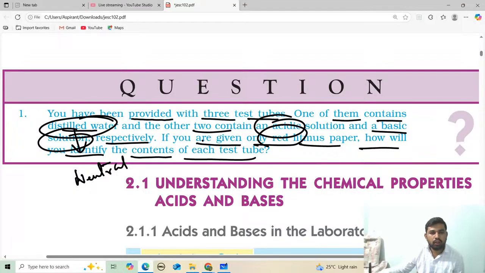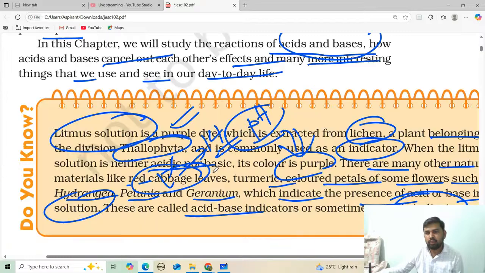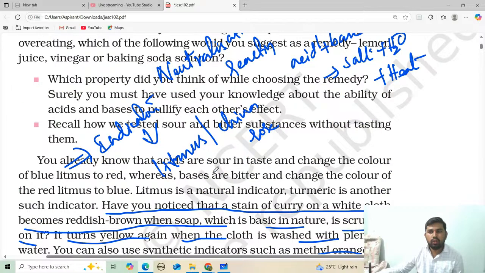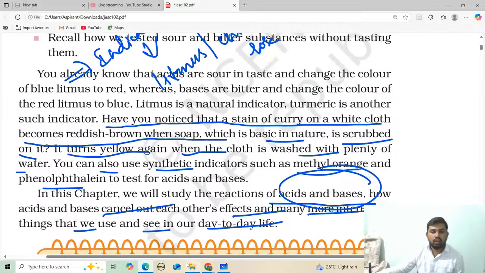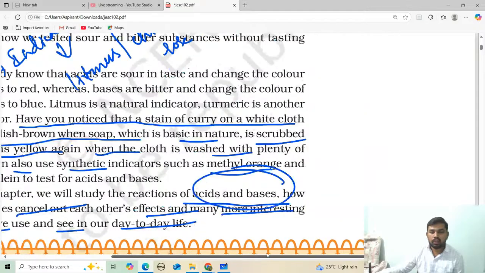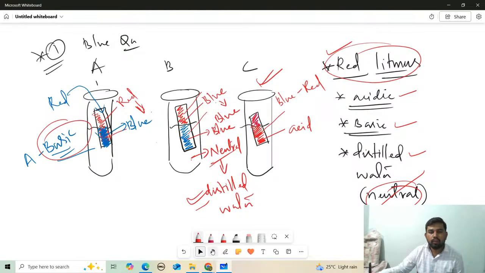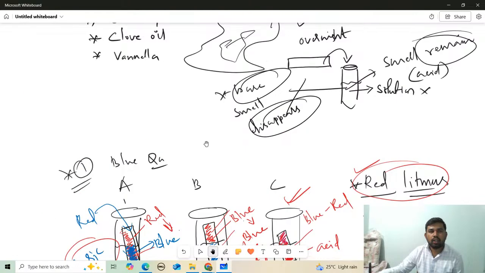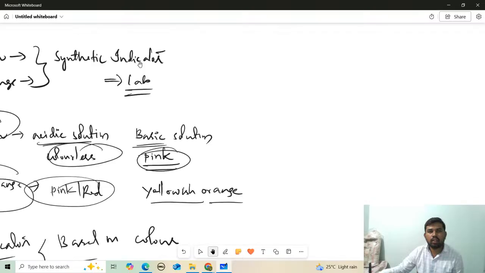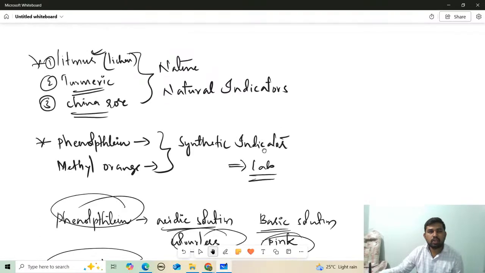Or we can say three types also. So indicators are of two types based on their sources. One is called natural indicator, another we can call synthetic indicators. Natural indicators are, we can say, litmus paper, litmus solution, turmeric powder, china roses.